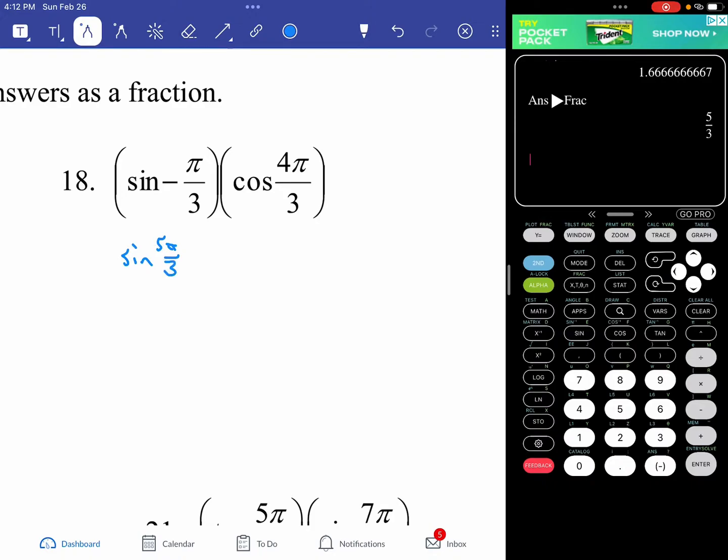Okay? With that known, we can then look at our unit circle again and look at what 5 pi over 3 is for the sine. So 5 pi over 3, its sine is going to be negative root 3 over 2.